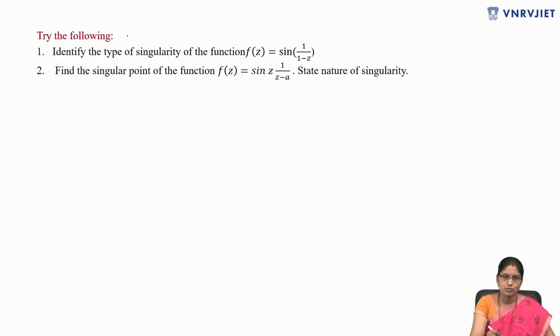Try the following two examples. First one is to identify the type of singularity. Here we have to find out which type of singularity is existing for the function f of z is equal to sine of 1 by (1 minus z). And second question, find the singular point of the function f of z is equal to sine z into 1 by (z minus a). Here also we have to find out the nature of the singularity. Try these two examples. Thank you.